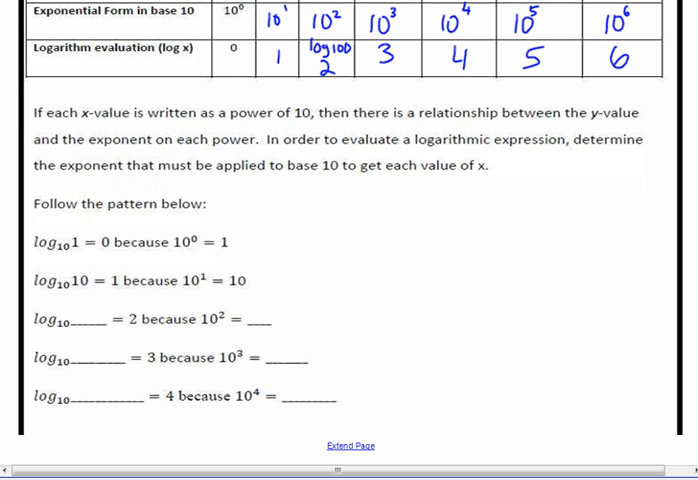Okay, so let's just look here. What would have to go here? Log 10 of what would equal 2?